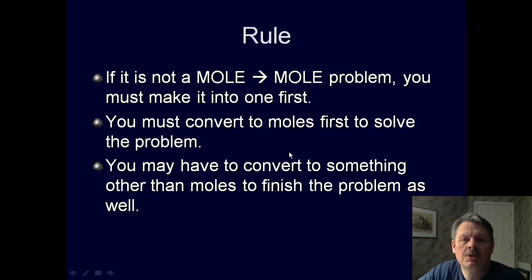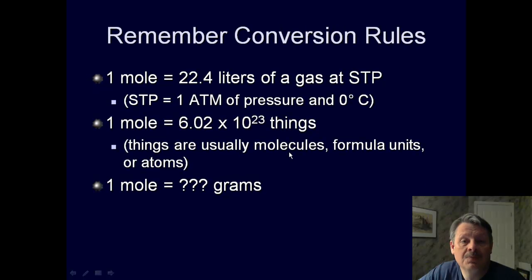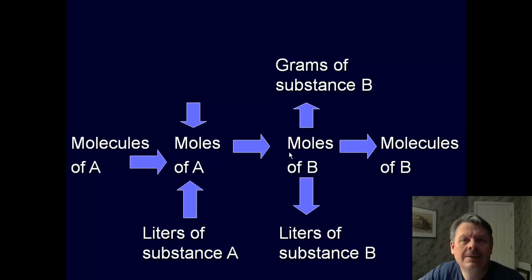So the easiest way to do this is to give you some examples, right? But you need to remember your conversion rules. Your conversion rules are that 1 mole is 22.4 liters of any gas at standard temperature and pressure. 1 mole is 6.02 times 10 to the 23rd things, and 1 mole is some number of grams. Yes, you guys know that, all right?